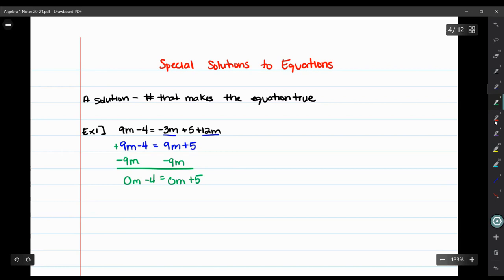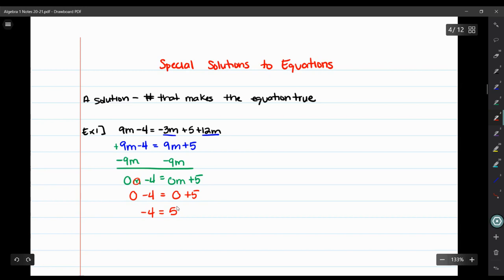Now let's think about what we have here. I have 0 times m. Well, it doesn't matter what m is. 0 times anything is going to give me a 0. -4, and same thing on the right. 0 times whatever m is still a 0, plus 5. Well, if you notice, we don't have any variables anymore. So let's simplify and see what's left. 0 minus 4 is going to give me -4 equals 0 plus 5 gives me a 5.